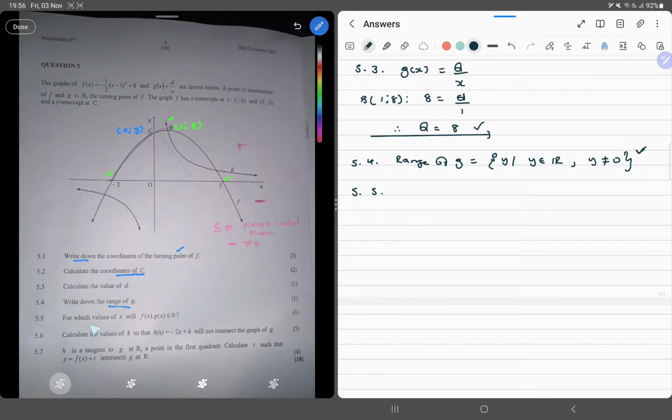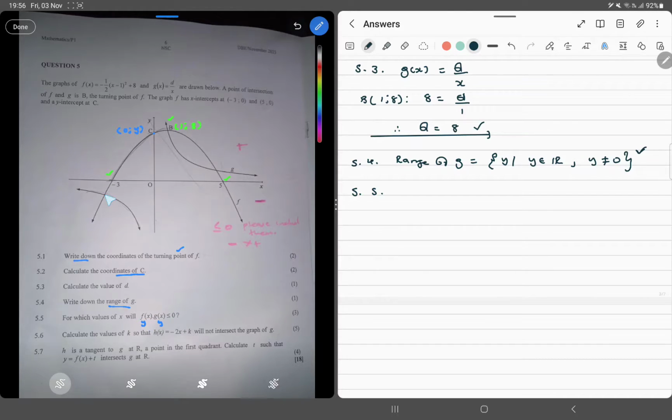So 5.5 says, for which values of x will the y values of g times f, can you see this is the y values of f multiplied by the y values of g, be less than or equal to 0? Okay, so we only get that when either one is less than or equal to 0. But this must be happening at the same time.